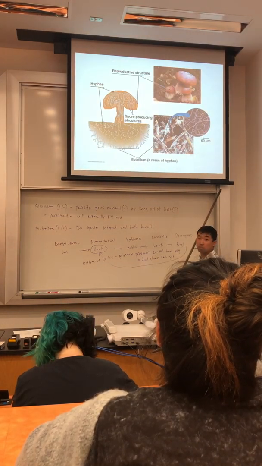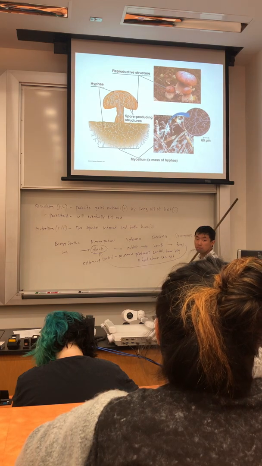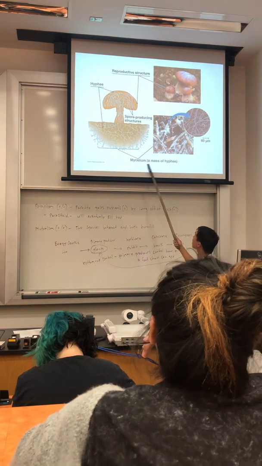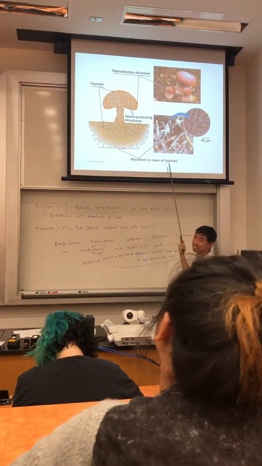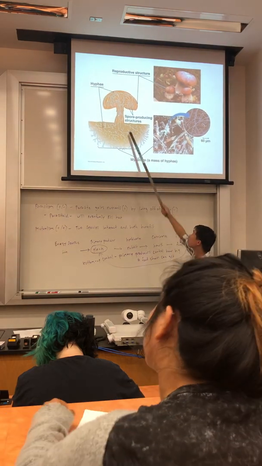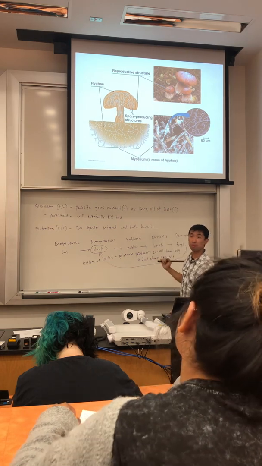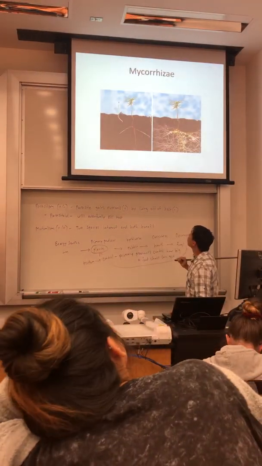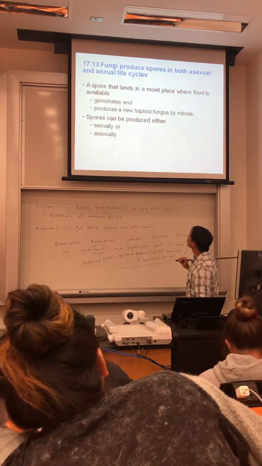Wait, sorry. You said the mycelium and the hypha are the same? Yes, so mycelium is really just a mass of hypha. Okay. It's kind of the same thing. And then the fruiting body is the actual mushroom. Right, these are just some examples.